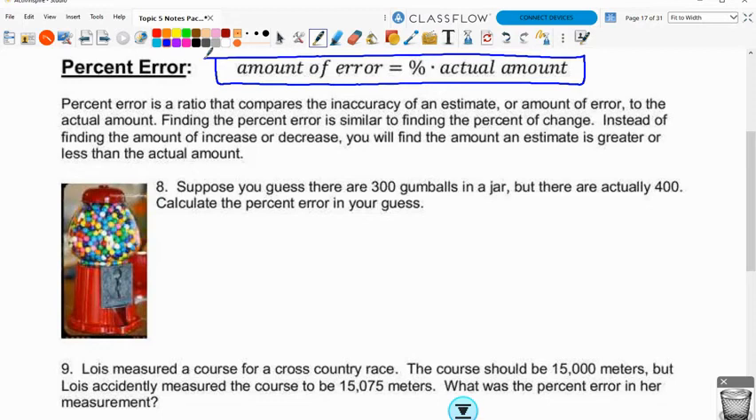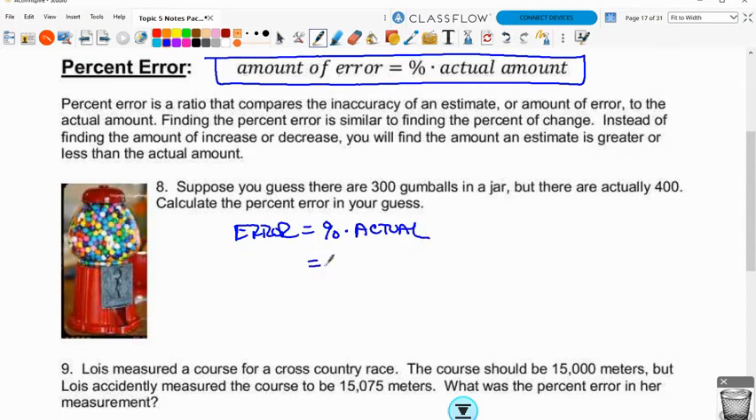Finding the percent error is similar to finding the percent of change, but instead of finding the amount of increase or decrease, you're going to find the amount that an estimate is greater or less than the actual amount. In our first example, question number 8, it says that suppose you guess there are 300 gumballs in this jar, but there are actually 400 gumballs. We're going to calculate the percent error in the guess that we made. So we'll start by writing the percent error equation, which says that the amount of error is equal to a percentage of the actual amount.